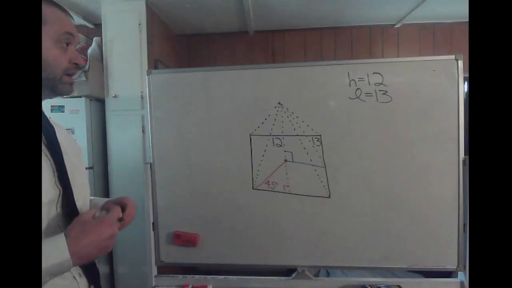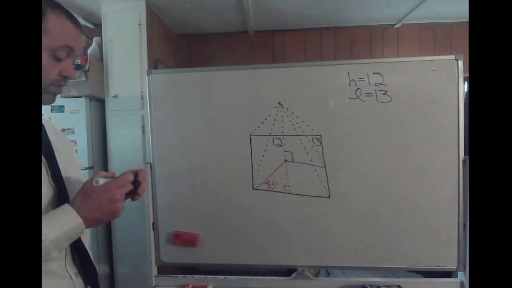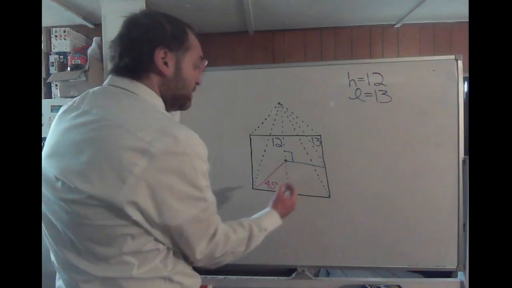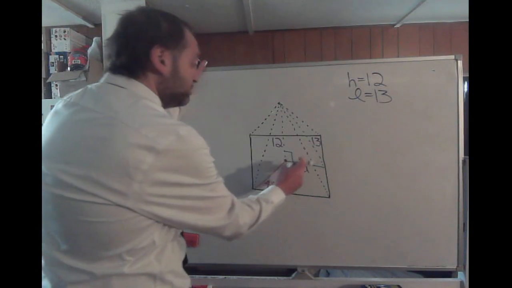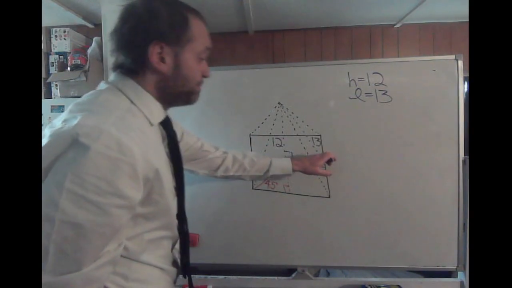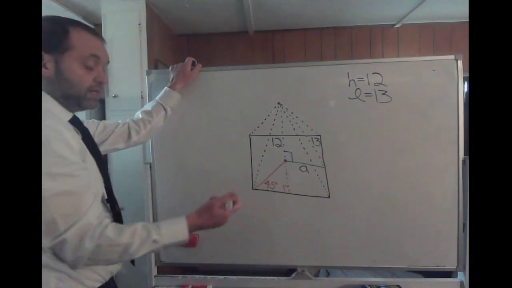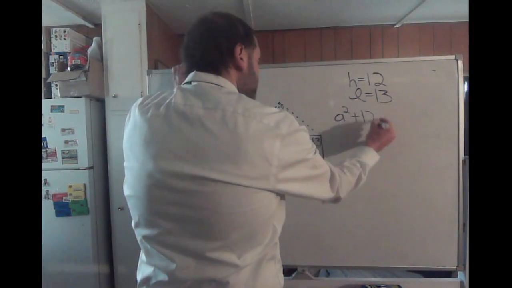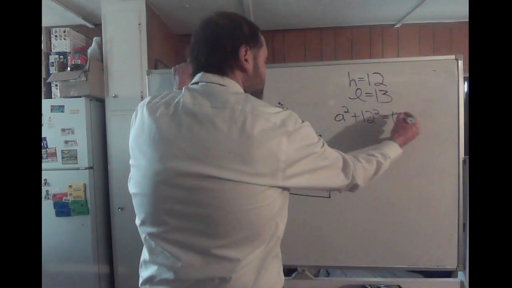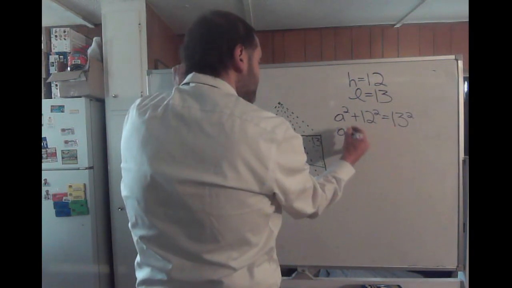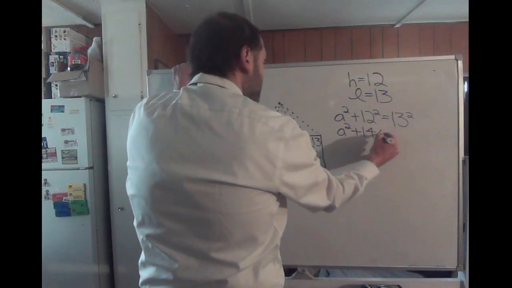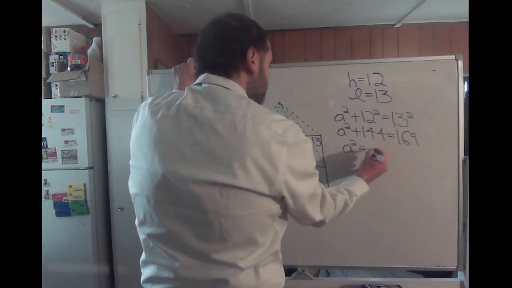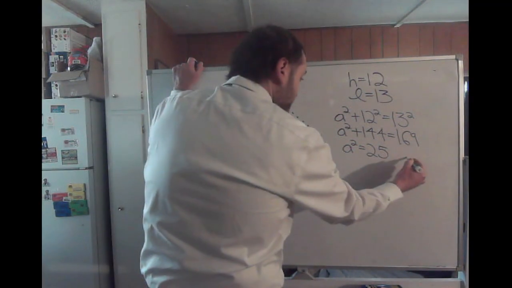of the pyramid. Well, right away, you're going to want to solve for the apothem here. This blue leg between the height and the slant height is the apothem. We'll need to find that first. So take your a squared plus 12 squared, set that equal to the slant height of 13 squared, which would give you a squared plus 144 equals 169, which would give you that a squared equals 25, giving you the apothem to be 5.